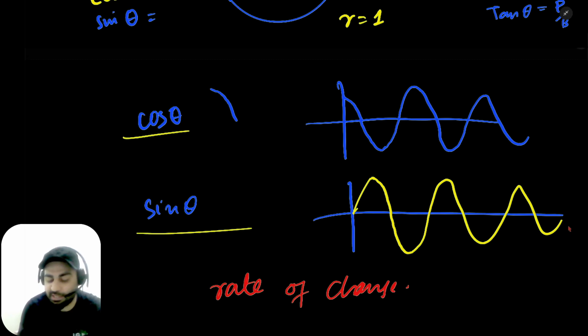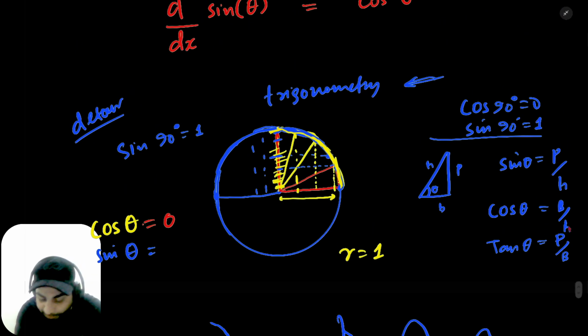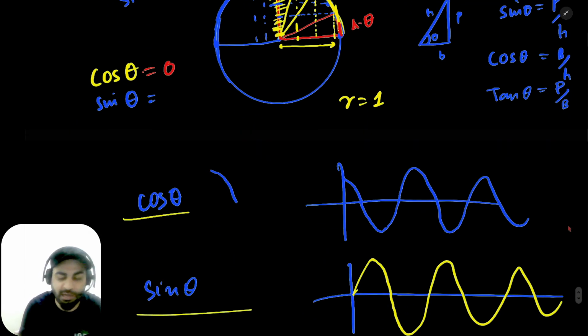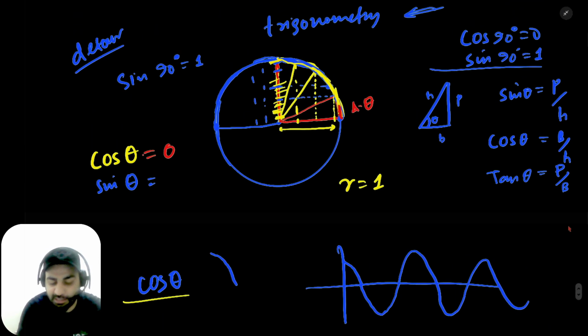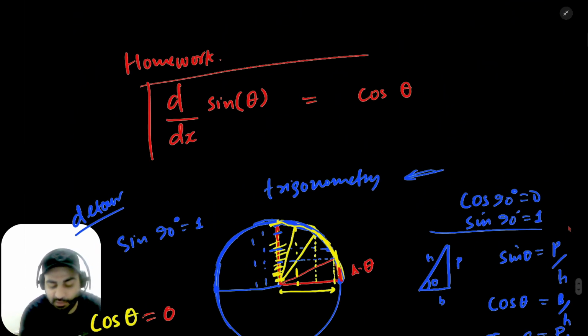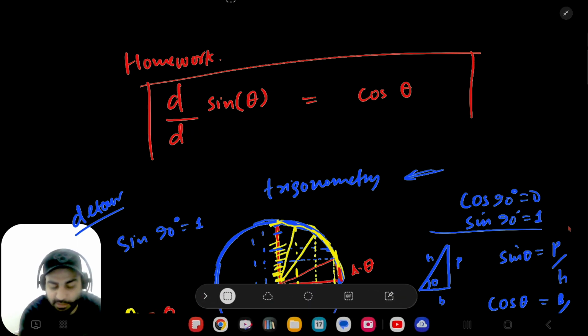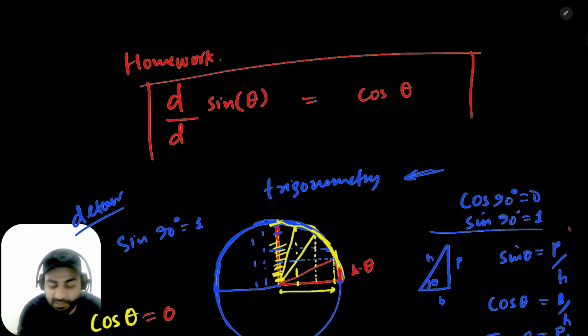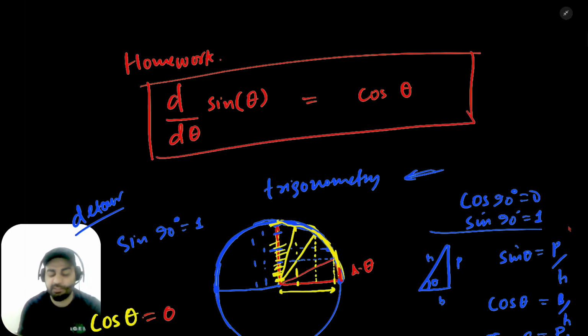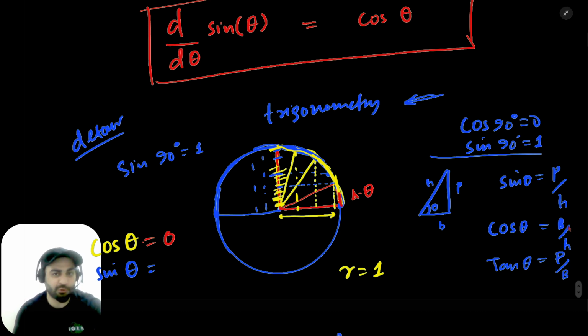Rate of change basically means, if I change this theta a bit, so I'll change it by delta theta, what will happen to this cos of theta? What will happen to sine theta? You'll have to find out why d by d theta of sine theta is equal to cos theta, since we are seeing it with respect to theta. I think I gave you enough background now to cover this.